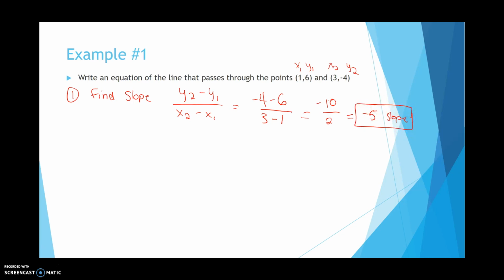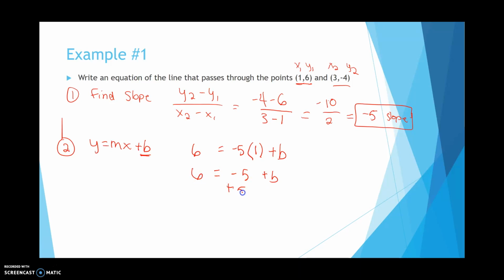Now that I found my slope, I'm going to pick one out of those 2 ordered pairs. It doesn't matter if you choose (1, 6) or (3, -4), you'll end up with the same y-intercept, your b value. So I'll just choose (1, 6). I always just go for the first one. So I'll set this up in the form of y equals mx plus b, and we're solving for b here. So y is 6 equals my slope, which is -5, times my x, which is 1, plus my b, that's what we're solving for. -5 times 1 is -5, plus b equals 6.